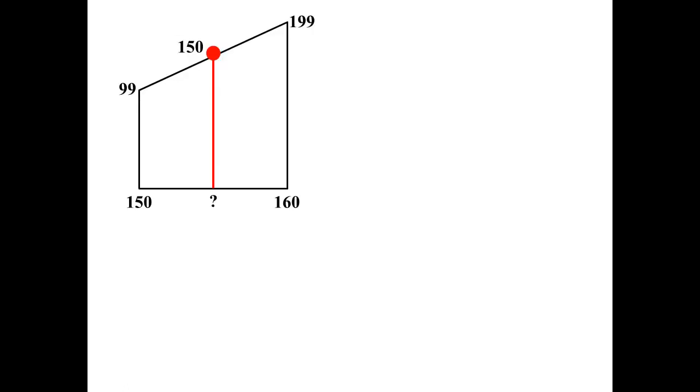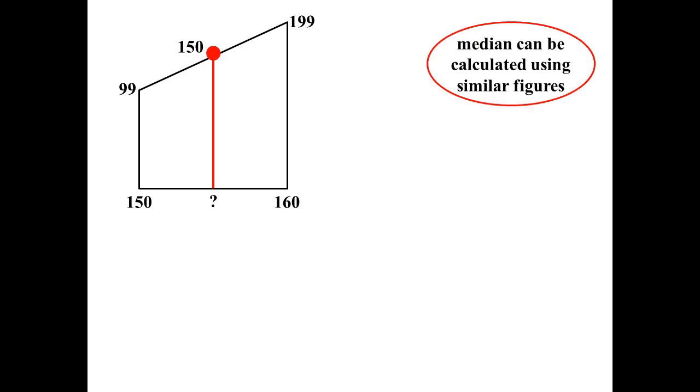I've just drawn in that ogive and the sides of the column that it happens to be in. Now that column starts at 150 and finishes at 160. The height, at 150, we're up to a cumulative frequency of 99. At 160, we had a cumulative frequency of 199. So we can calculate out the median using similar figures. So I could draw a horizontal from 99, and I've got similar triangles and do it that way. Or I could just do something like this.